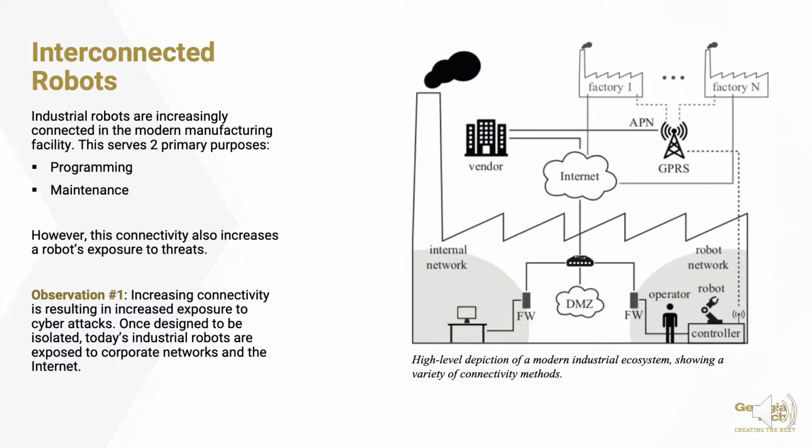And these robots, as I mentioned before, decades ago, were designed to be isolated. Networking wasn't really a consideration. But today's industrial robots are exposed to network connectivity, including corporate networks, where of course we know we have malware challenges and other issues, and the internet when looking at IoT. So the connectivity serves two primary purposes: programming and maintenance, but it does, of course, increase a robot's exposure to threats.